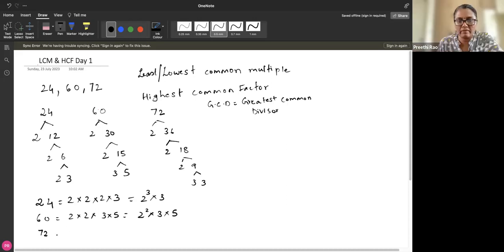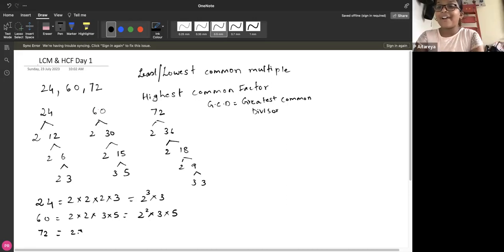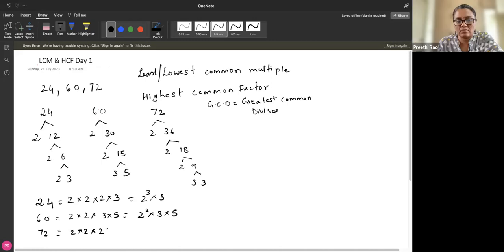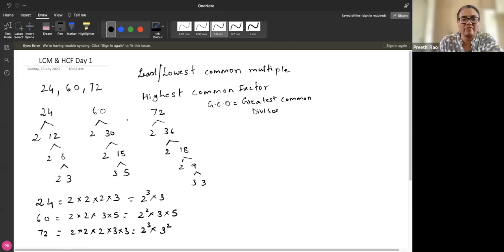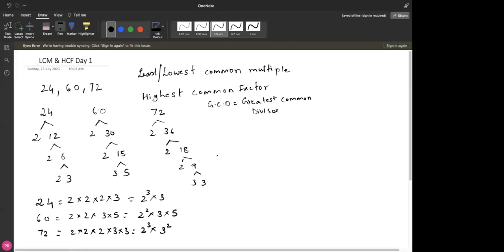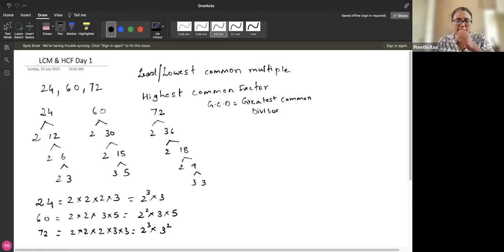And then 72 is 2 cube multiplied by 3 square. Yes, 2 into 2 into 2 into 3 into 3. So I can write it as 2 cube into 3 square. Okay, actually no, doesn't matter. But if we write like this, it helps us. We'll see shortly why. So let's say I want to find the HCF of these three numbers.